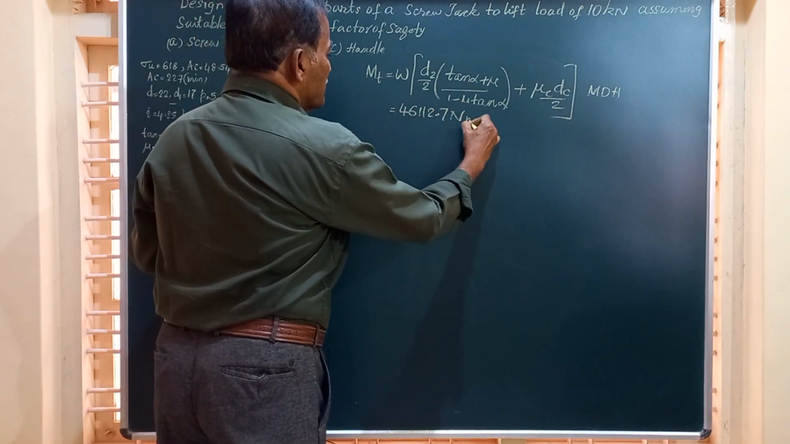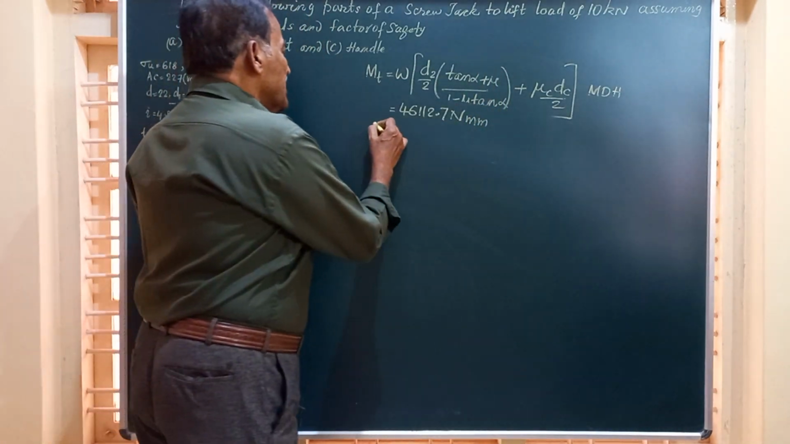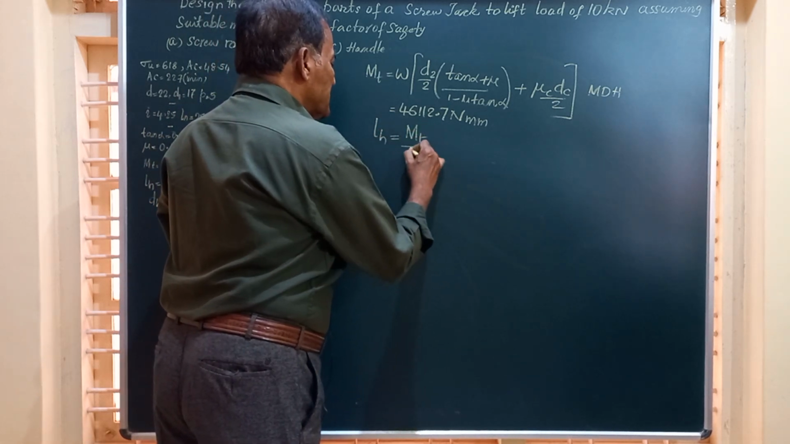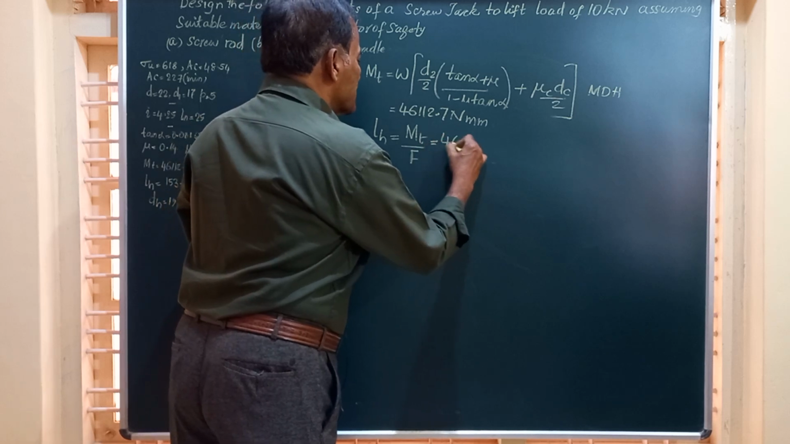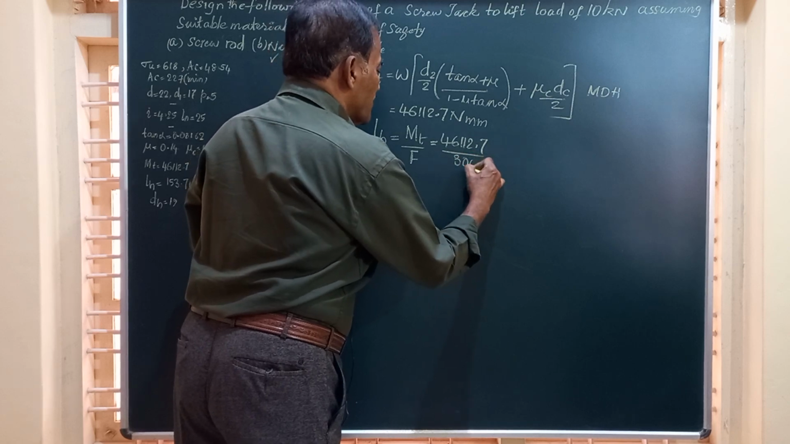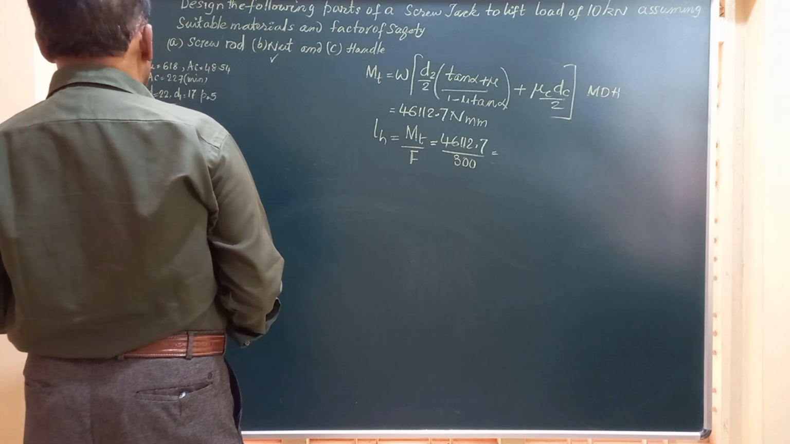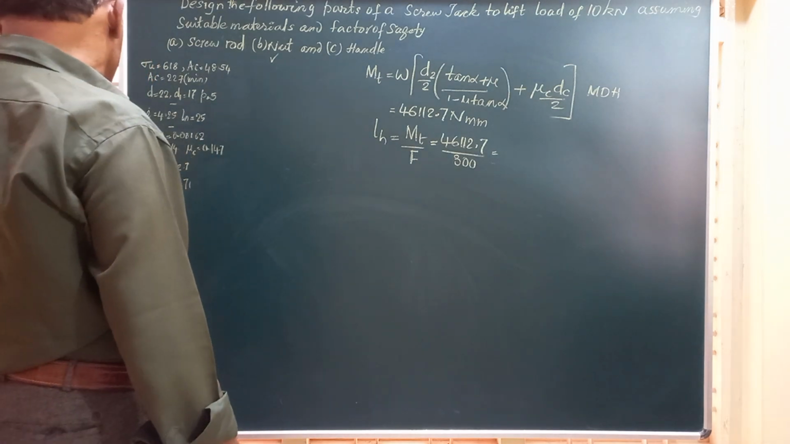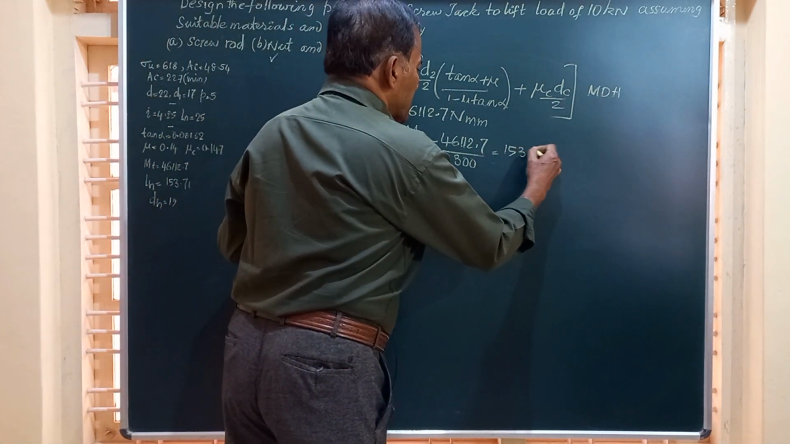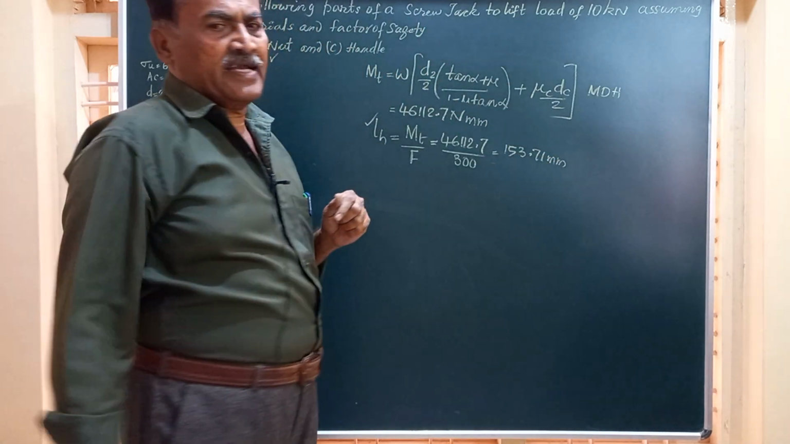46112.7. It's a torque, Newton millimeter. So once you have this torque, then the length of the handle is this torque divided by the effort, that is 46112.7 divided by say 300 we have taken. And friends, this works out to LH value as 153.71 millimeter. So we have got the length of the handle.